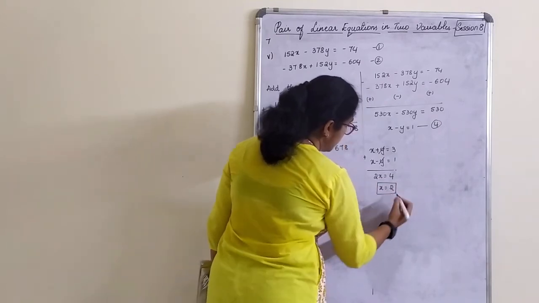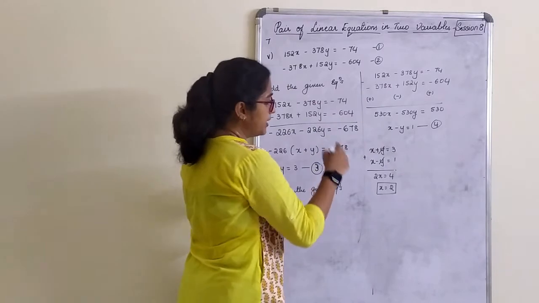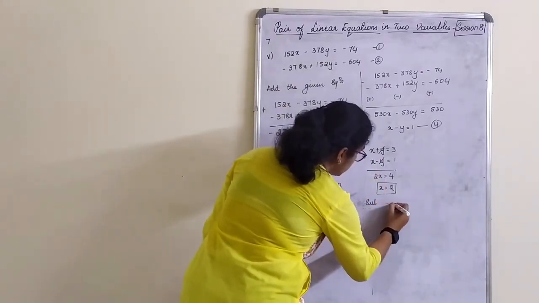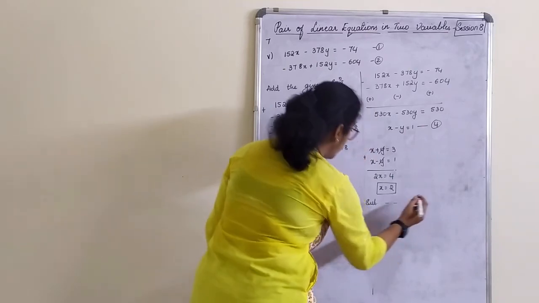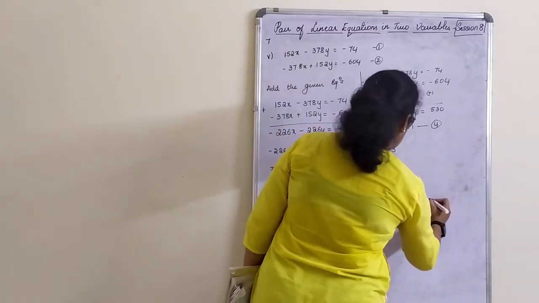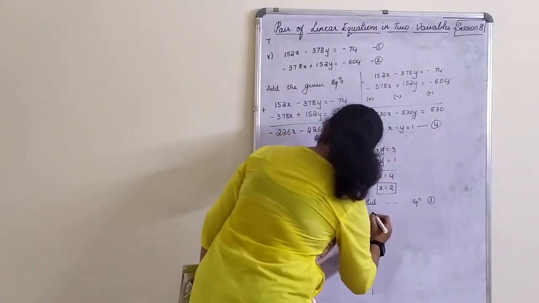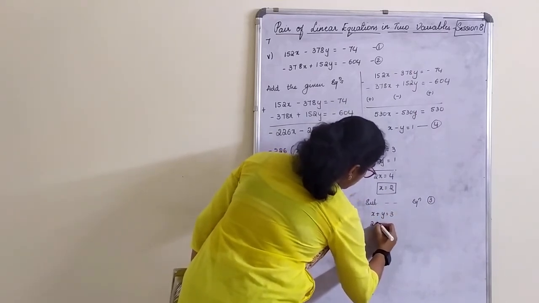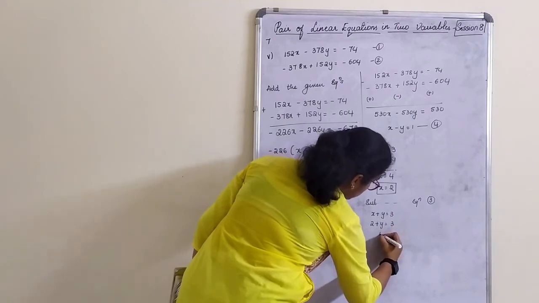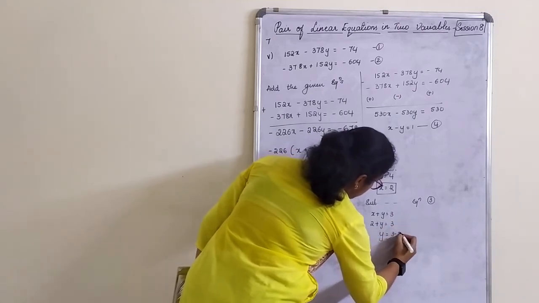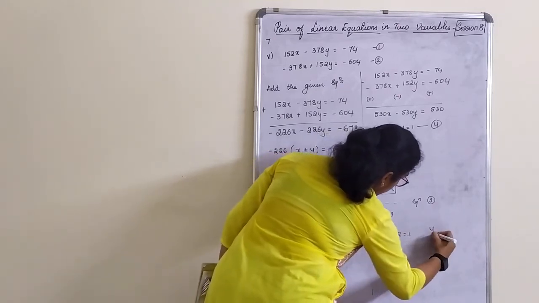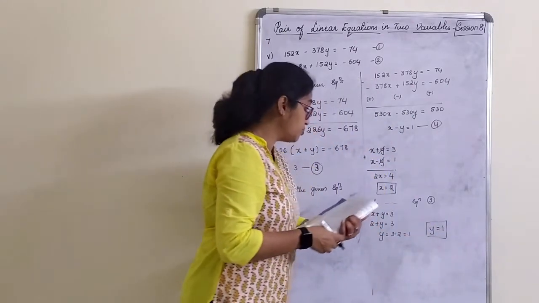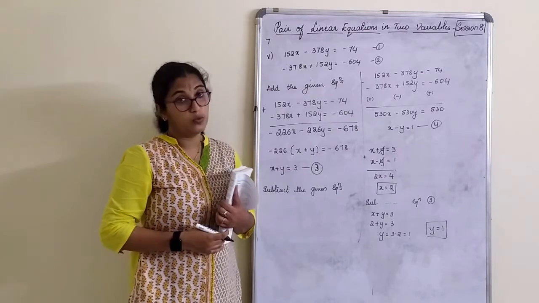So what's your next step? Substitute x is equal to 2 in whichever equation you want. Which one shall we take? Equation 3, shall we take? So x plus y is equal to 3. 2 plus y is equal to 3. y is equal to 3 minus 2, that is equal to 1. y is equal to 1. So x is equal to 2 and y is equal to 1.